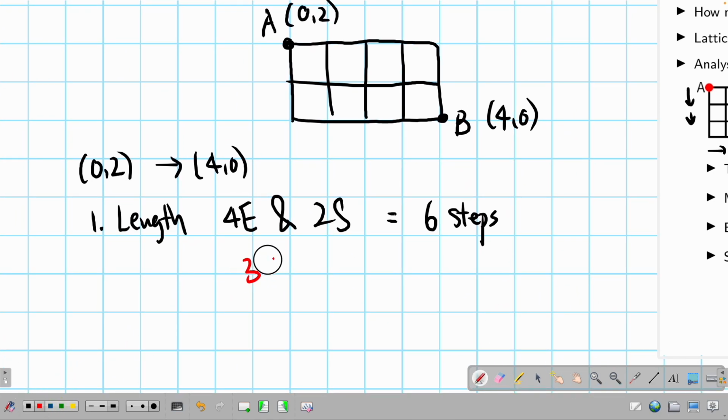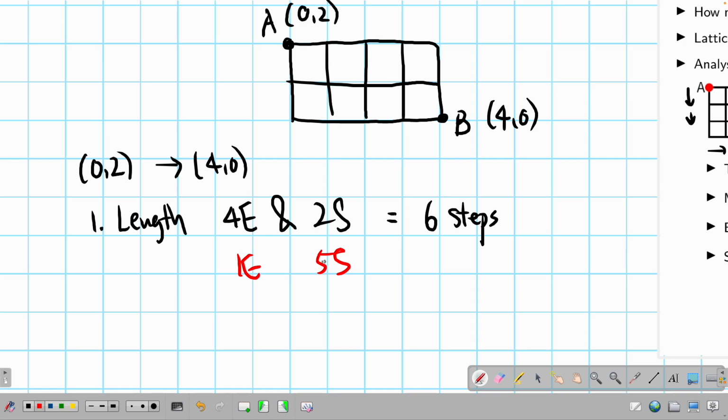And then here's the thing. Can you have 3E and 3S? No. Why? Because if you have 3E and 3S, first of all, what does 3S mean? 3S means no matter how you go, you need to move 3 units to the south. In the end, you will exceed this point because it will be somewhere here. But now I'm asking you from moving from 0,2 to 4,0. 3S is impossible.